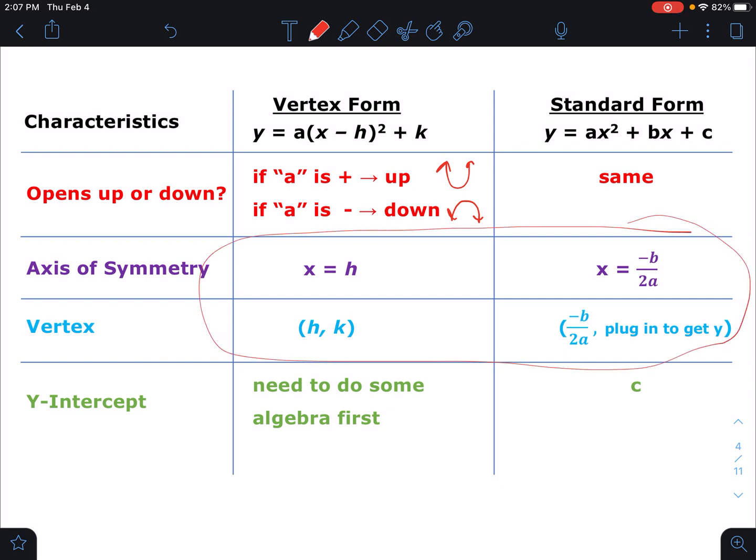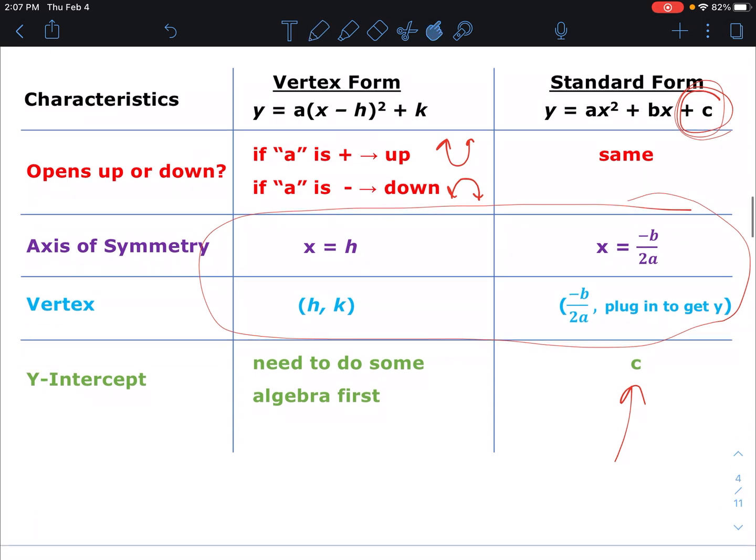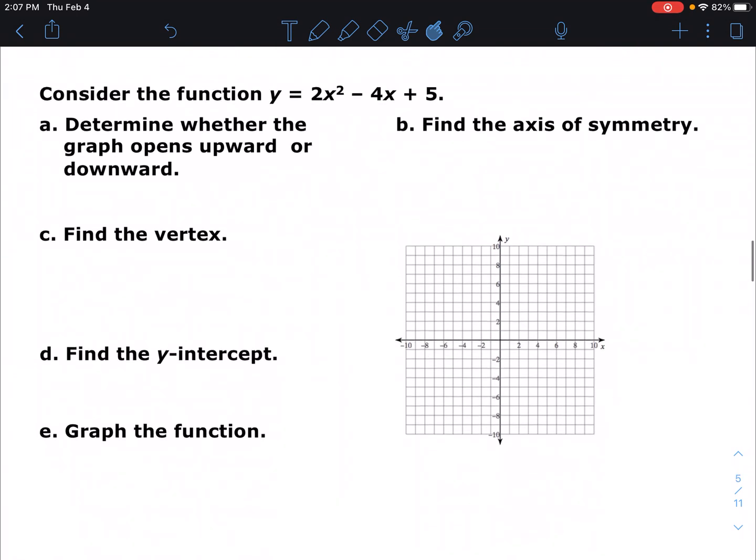Really, we didn't get to finding the y-intercept. In order for you to find the y-intercept in vertex form, you have to do a bunch of algebra. However, in standard form, it's pretty easy. You just look at the c value, and that is where it crosses the y-axis. That's your y-intercept. So that's kind of nice. So we're going to use some of these pieces that we've learned to help us graph.